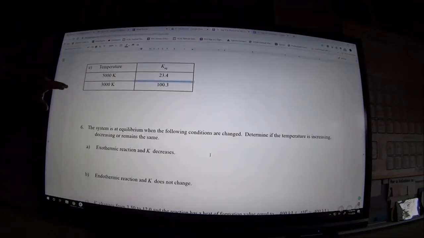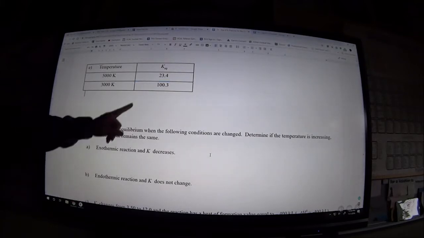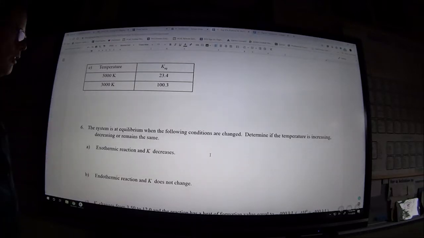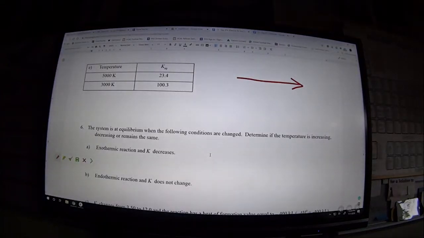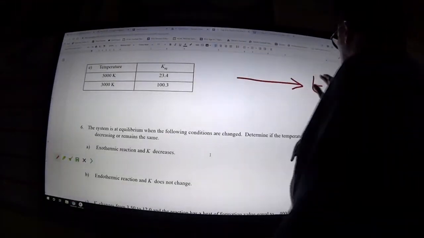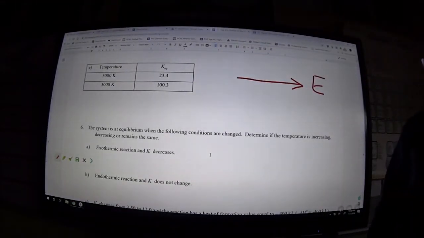All right, let's look at D. So K, does it get bigger or smaller? Bigger. So shifting left or right? Right. Shifting to the right. Are we adding or removing energy? Removing. So where do we put the energy? On the right. So it's endo or exo? Exo. Excellent.